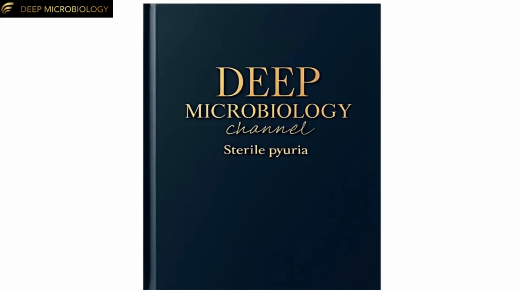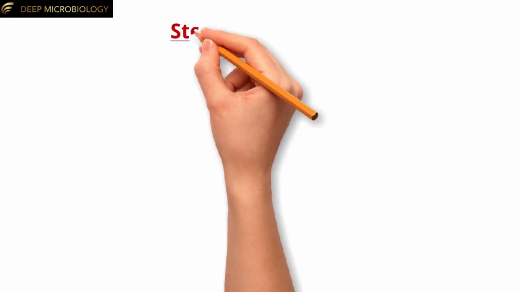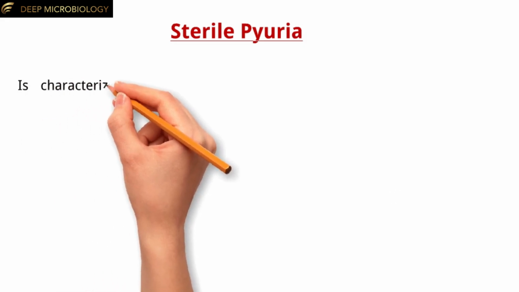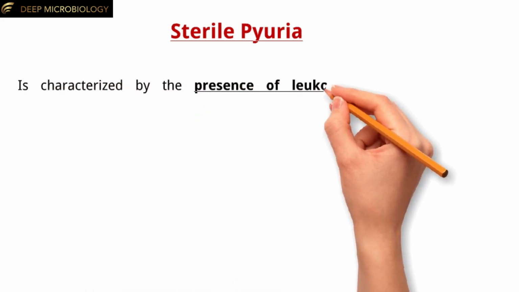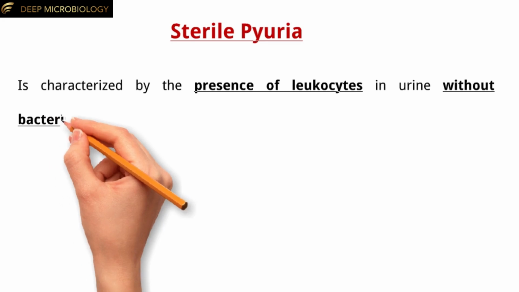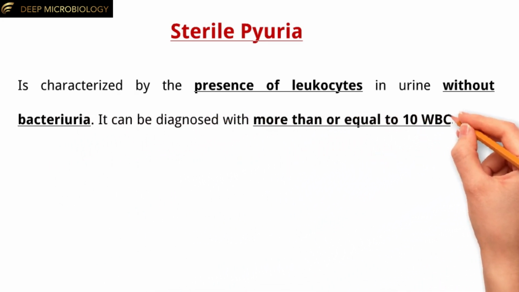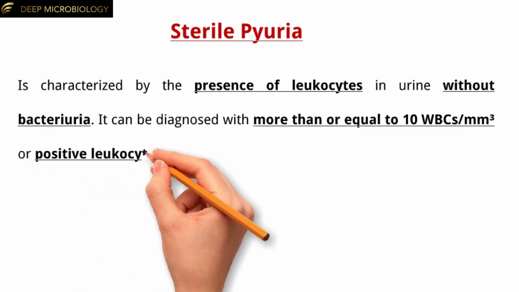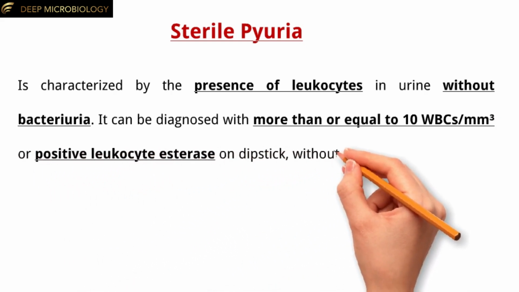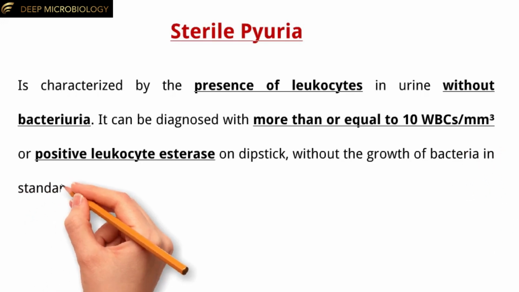Today we're presenting an informative video on sterile pyuria. Sterile pyuria is characterized by the presence of leukocytes in urine, without bacteriuria. It can be diagnosed with more than or equal to 10 white blood cells per cubic millimeter or positive leukocyte esterase on dipstick, without the growth of bacteria in standard urine cultures.